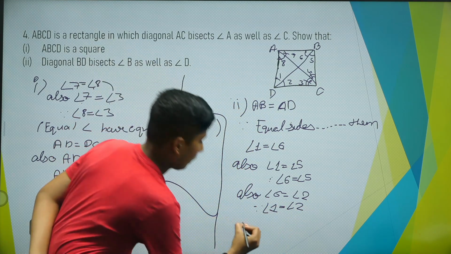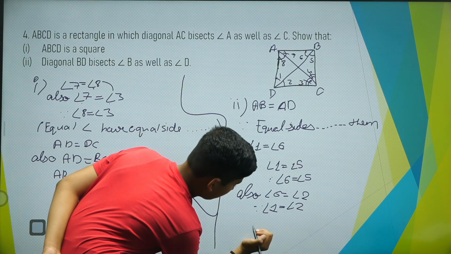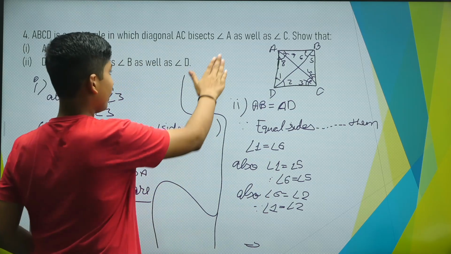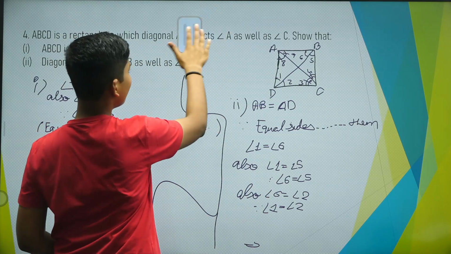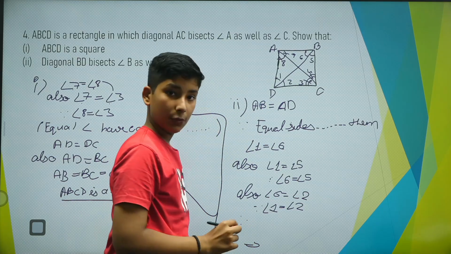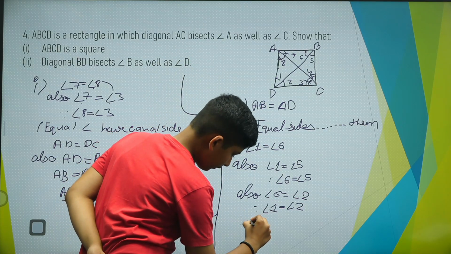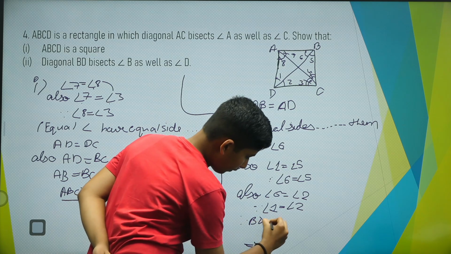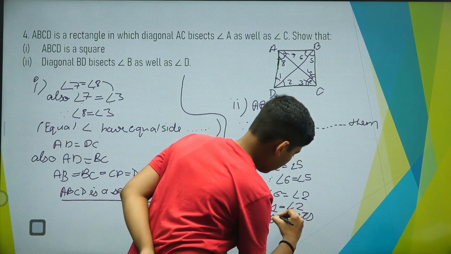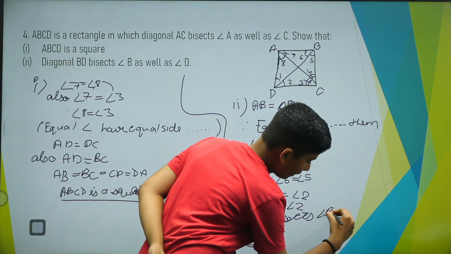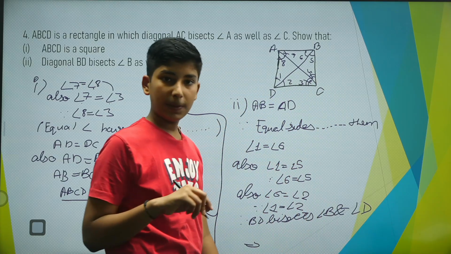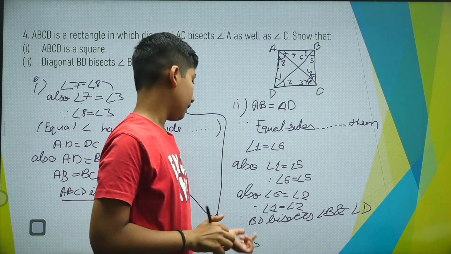Okay. Oh, I got to know one more thing, I can also prove it by this. Therefore, BD bisects angle B and angle D. BD is bisecting both angle B and angle D.